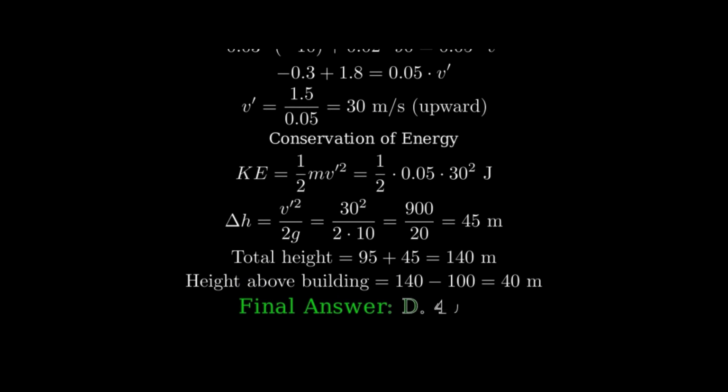So, the maximum height to which the combined system reaches above the top of the building is 40 meters. Looking at our options, the answer is D, 40 meters.